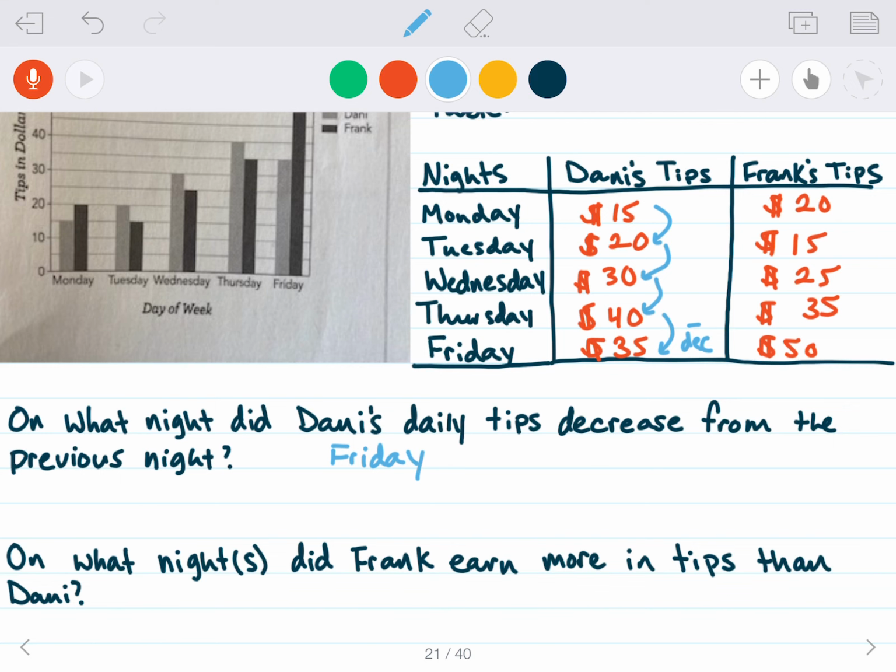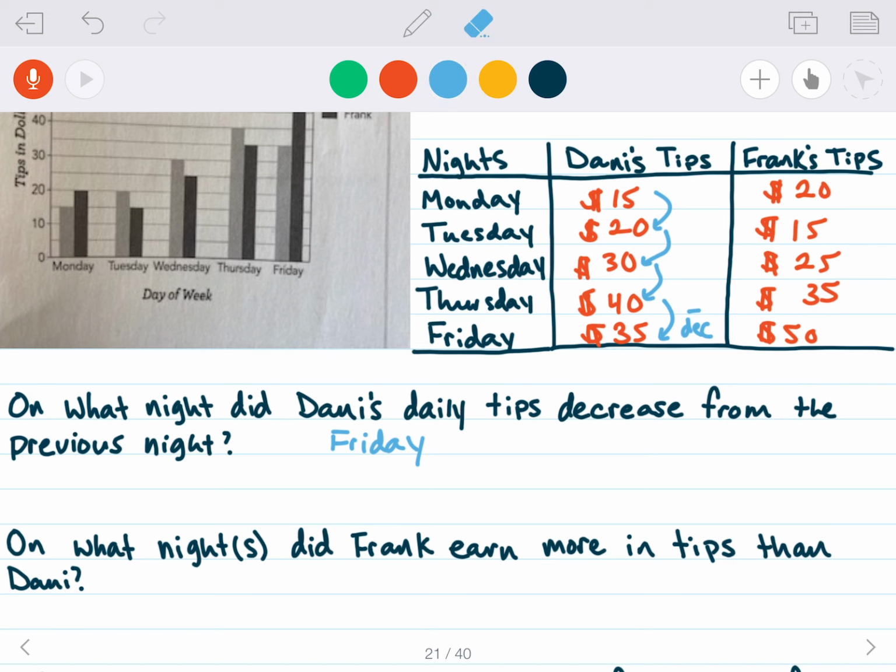On what night did Frank earn more in tips than Danny? Well, let's look at this in terms of nights. So on Monday night, Danny earned 15 while Frank earned 20. So Monday night is a contender here. On Tuesday, Danny earned 20, where Frank earned 15, so no, he didn't earn more. He didn't earn more on Wednesday either. He earned 25 while Danny earned 30. On Thursday, he earned less than Danny, but on Friday, he earned more than Danny. So the only two nights where Frank earned more than Danny, that was on Monday and Friday.